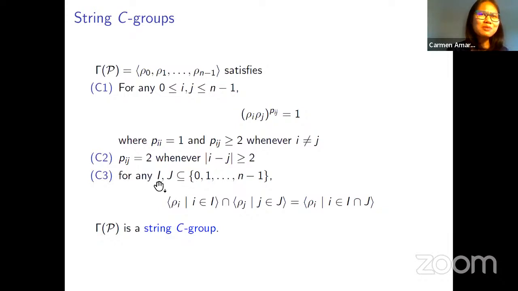If we take 2 subsets, capital I and capital J of our index set, then if you take the subgroup generated by the rho sub i's for small i in capital I, and the subgroup generated by the rho sub j's for j in capital J, take their intersection, we shall get the subgroup generated by the rho sub i's where i is in capital I intersection capital J. Now, any group which is generated by maps of this form and which satisfies C1, C2, and C3 is called a string C group.